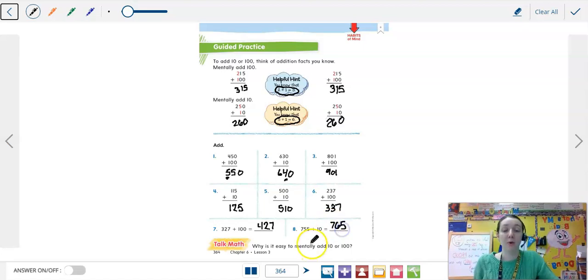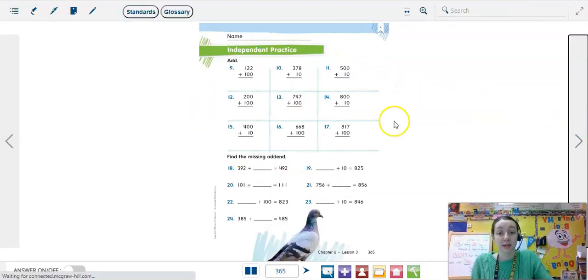It might seem like I went pretty quickly, but remember our goal for this chapter is to mentally add. Mentally means in your head. So you're supposed to be able to do those quickly with just changing your hundreds place or just changing your tens place. So why is it easy to mentally add 10 or 100? Because that's the only place that's changing. It's kind of like skip counting. You're just going up by 100 more or 10 more. So you're going to practice that today.